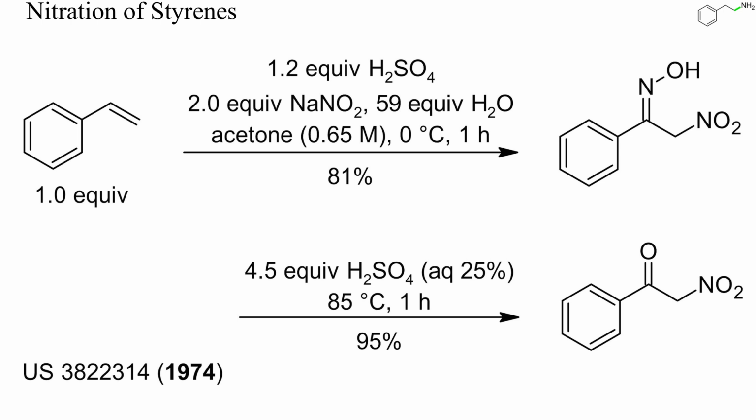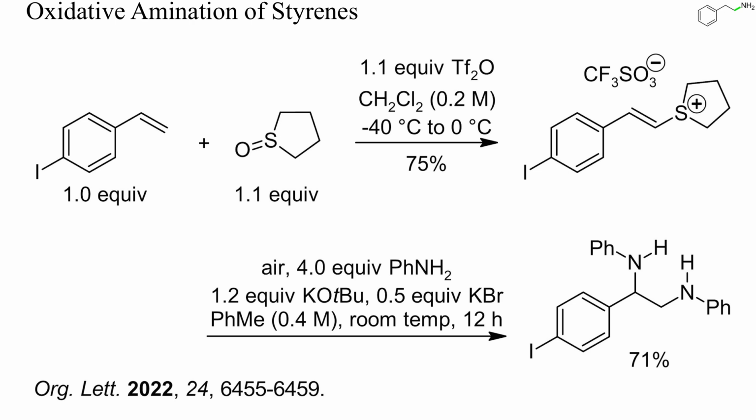In this example, styrene was transformed into nitroacetophenone by treatment with 2 equivalents of nitrous acid followed by hydrolysis of an intermediate oxime. This here is a rather exotic way of twofold amination of a styrene. First, a sulfonium salt was prepared with a sulfoxide and triflic anhydride. Reaction of this salt with an excess of aniline and potassium tert-butoxide yielded the final diamine.